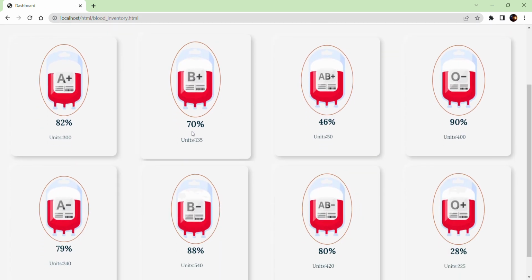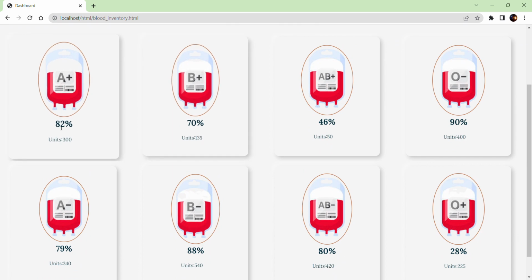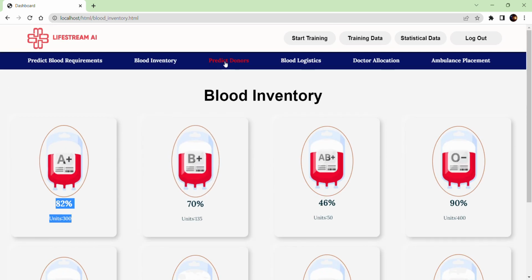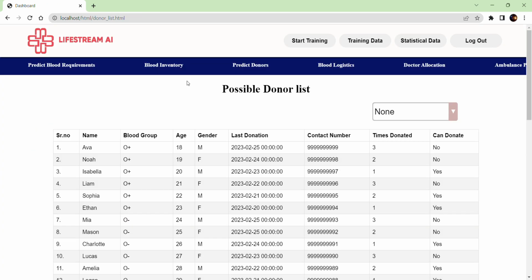Blood inventory is basically a very simple depiction of how much blood we are having. That is from maximum capacity we are having 82%, 300 units. It's just a depiction. Now we will move forward to predict donors. So predict donors is a very vast feature.